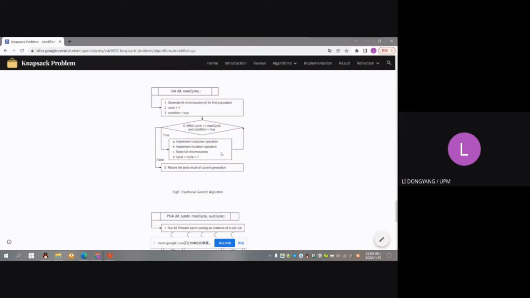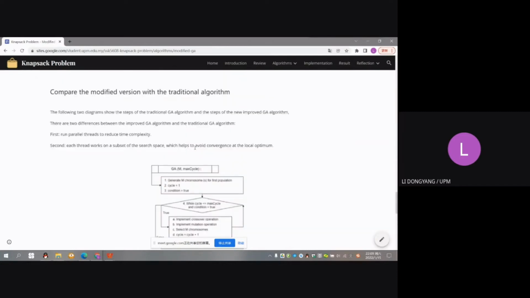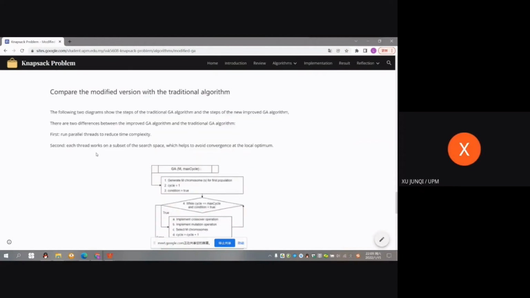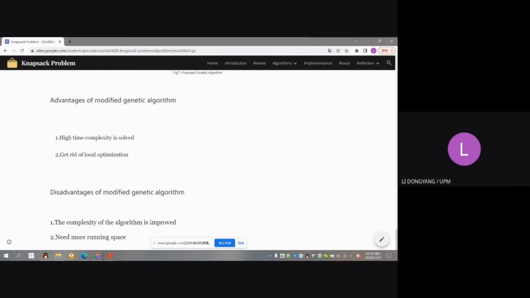The traditional genetic algorithm has 5 steps, and the modified algorithm first runs parallel threads to reduce the time complexity, as you can see here. Second, each thread works on a subset of the search space, which helps to avoid convergence at the local optimum. So the advantages of the modified genetic algorithm are, first, the high time complexity is solved, and second, it gets rid of the local optimization. But the disadvantages are, first, the complexity of the algorithm is increased, and second, it needs more running space.